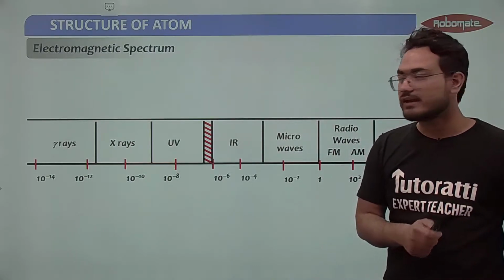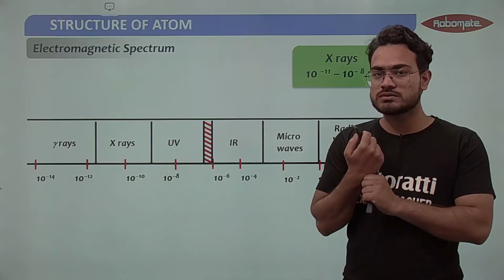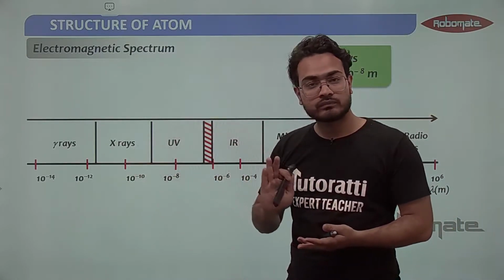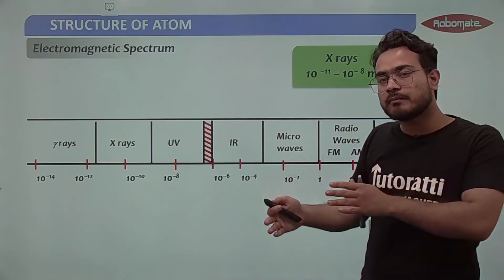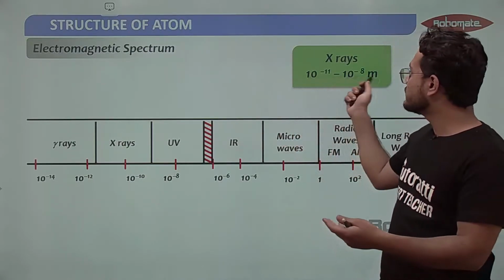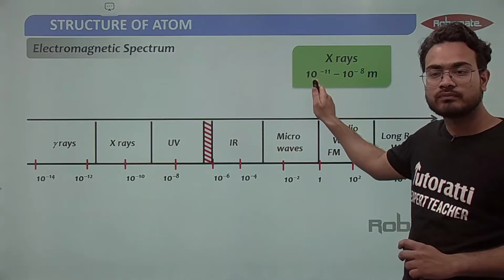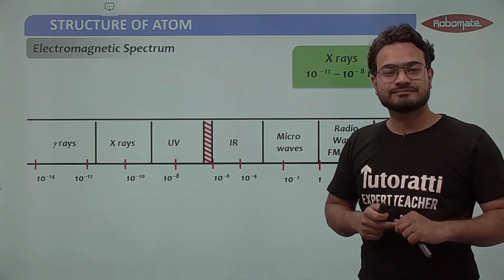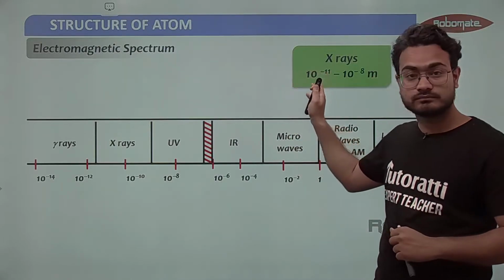And the next one is X-ray. X-rays we all know about. Whenever we have broken bones, we get X-rays. Those X-rays have a wavelength of about 10 to the power minus 10 meter, in the range 10 to the power minus 11 to 10 to the power minus 8. I can take the median as 10 to the power minus 10. If I want this in angstrom, how much will it be? It will be 10 angstrom. Okay.